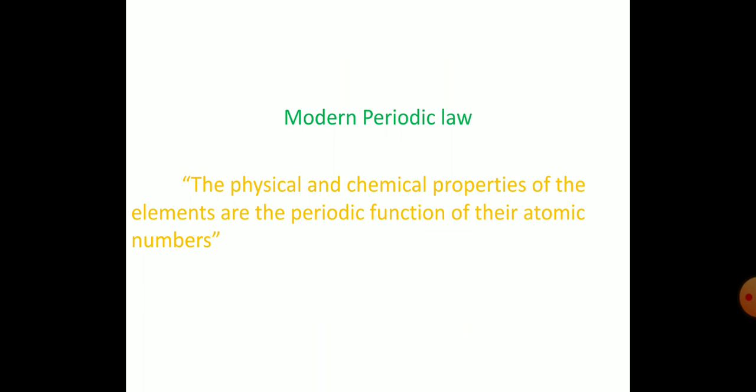It says that the physical and chemical properties of the elements are the periodic function of their atomic number. So based on atomic number, what is varied? Their physical and chemical properties are varied. Is it clear, students? What is modern periodic law? What does it say? It says that the physical and chemical properties of the elements are the periodic function. Periodic function means there will be a regular interval between same properties. The physical and chemical properties of the elements are the periodic function of their atomic numbers.